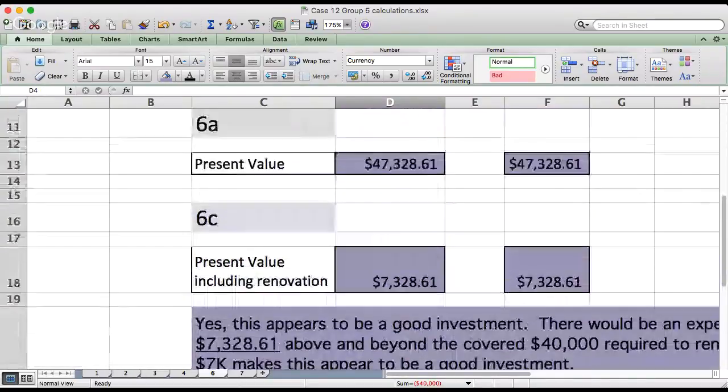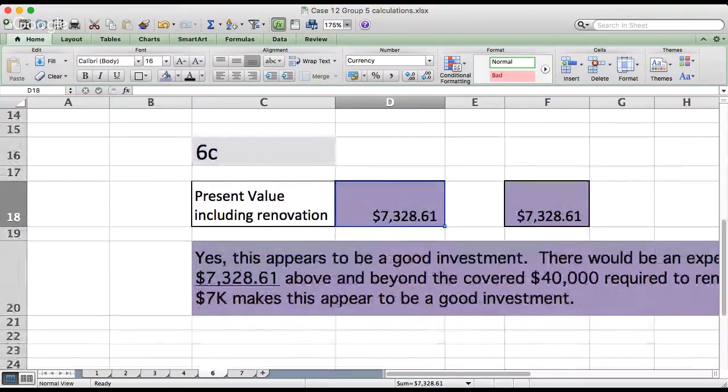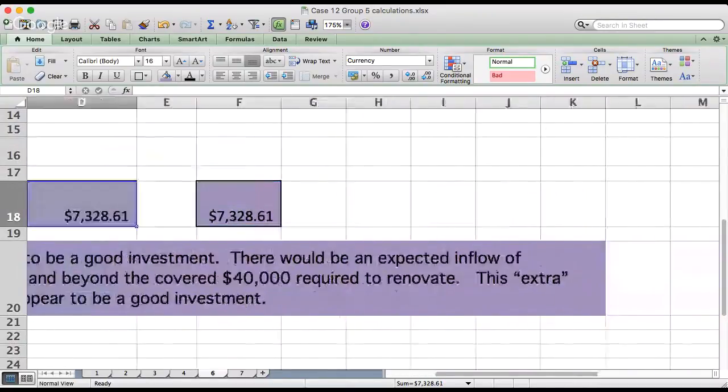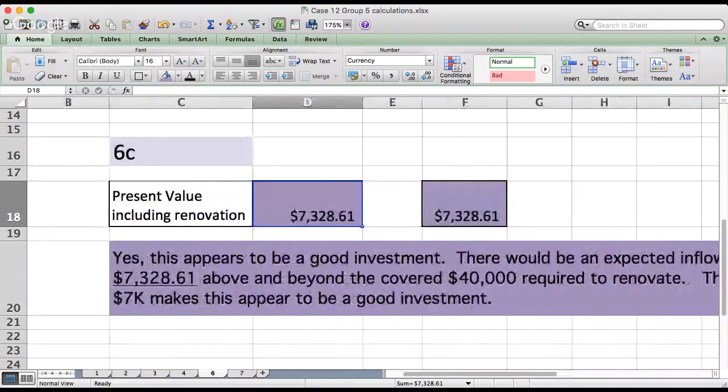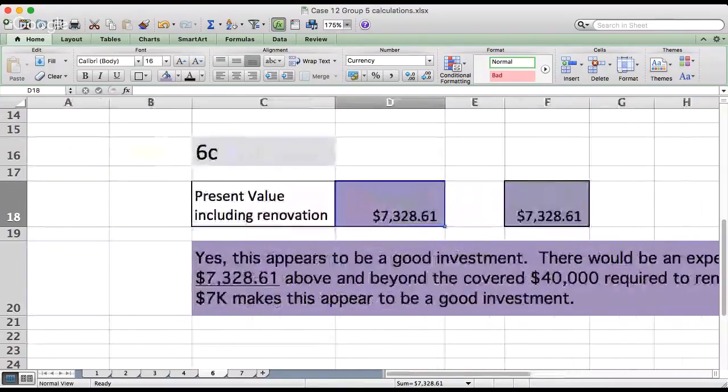You'll be able to see this on the Excel file that we send out to you, but just take my word for it. You do the net present value, and then you add that initial investment, which should be a negative number, and then your present value, including the renovation, should end up being $7,328.61. Because this is a positive number, it means that you're getting back all of that $40,000 that you spent plus an extra $7,000. So it does appear to be a good investment. There would be an expected inflow of that $7,000 above and beyond the covered $40,000 required to renovate. So this extra $7,000 makes this appear to be a good investment.